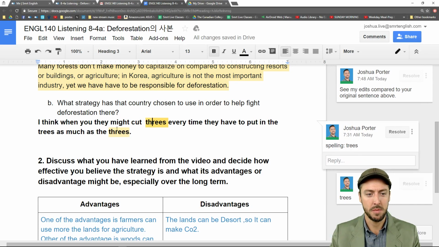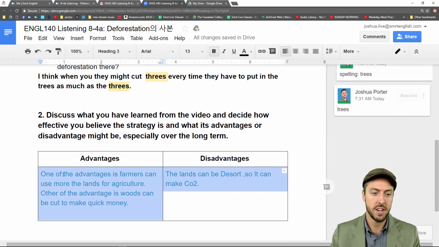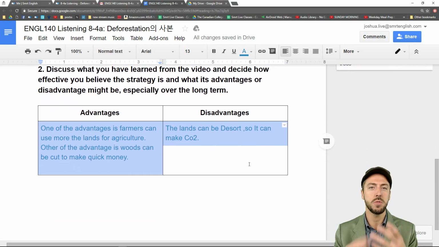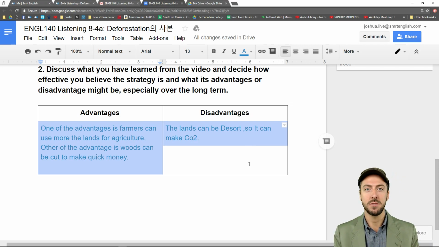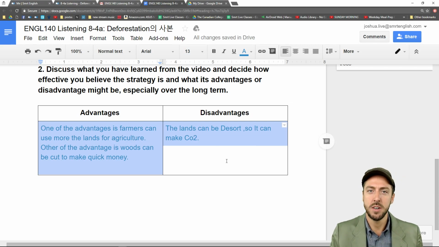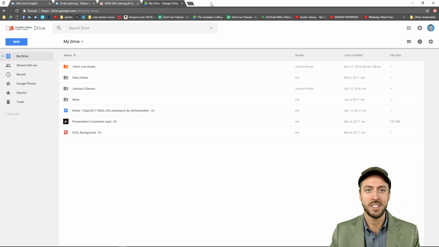Other comments here, I just made comments on a couple spelling situations. I really liked your advantages and disadvantages. Since these are notes, we don't really worry about grammar or any of that. If you do want practice with your grammar, I can make edits for you, but this is great. You did a great job, so thank you for submitting your homework. And I appreciate you watching the lesson and submitting that for us. So good job.